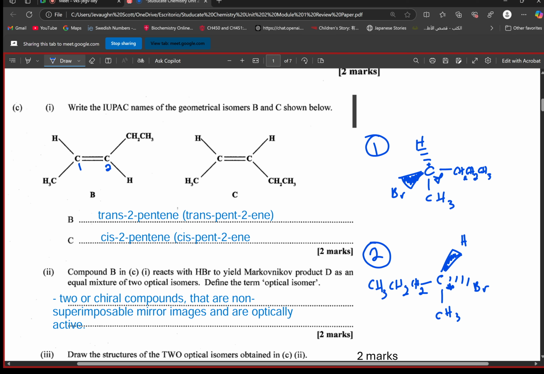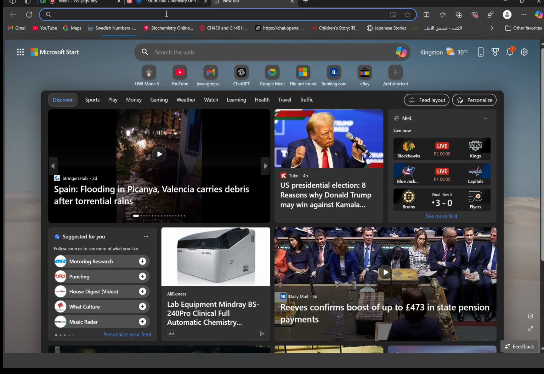So spatially, in one hydrogen is coming out and in the other hydrogen is going back. Spatially, bromine is coming out in one, and in another one it's going back, right? Let me clarify it for you. What was the compound called? 2-bromo what? Pentane. Let's look for 2-bromopentane and let's settle this immediately.